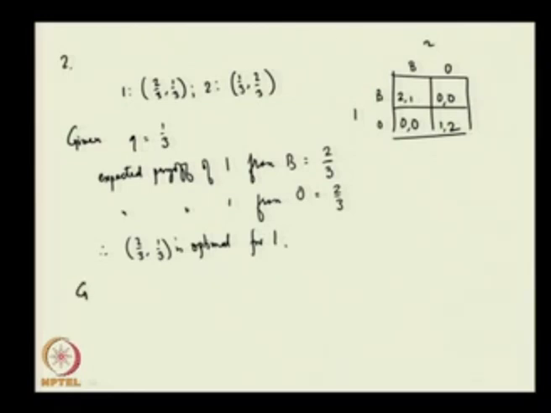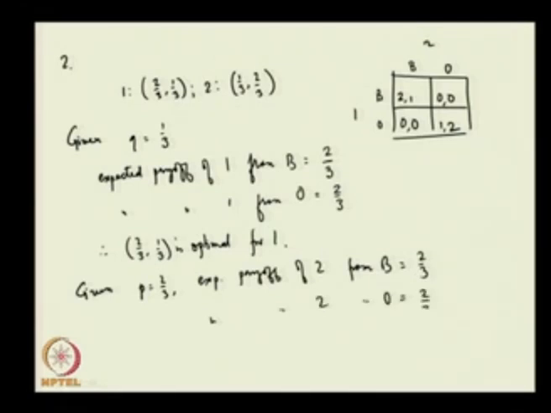Secondly, given P equal to 2/3, the expected payoff of player 2 from B is how much? It is given by 2/3, and the expected payoff of 2 from O is again 2/3. So they are equal, so any division of probabilities between B and O is optimal. Therefore, 1/3, 2/3 is optimal for player 2. So therefore, this is a Nash equilibrium. Thank you.